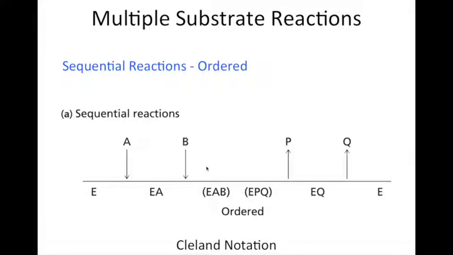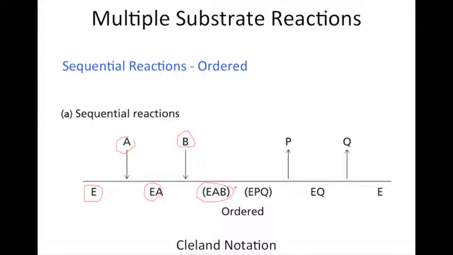Let's start with sequential reactions that are ordered. We generally illustrate these using what's called a Cleland notation. And let me show you what we're looking at here. First of all, we start with just the enzyme, just a free enzyme, and reactant A. The enzyme will bind reactant A first to form an EA complex. Then the EA complex is now capable of binding the second reactant, reactant B, forming an enzyme AB complex.